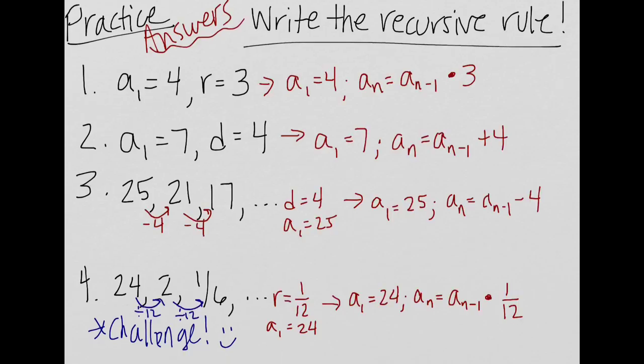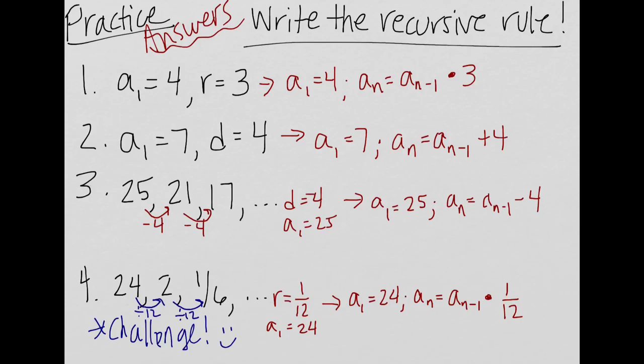Alright, here's your answers. A sub 1 equals 4, and then times 3 on the top one. A sub 1 equals 7 on the second one, and then you're adding 4. It's a common difference. The third one, a sub 1 equals 25, that's your first term. And then you needed to find out what was happening. This time they didn't give it to you, so you should see that it's subtracting 4 every time. So that means d equals 4.